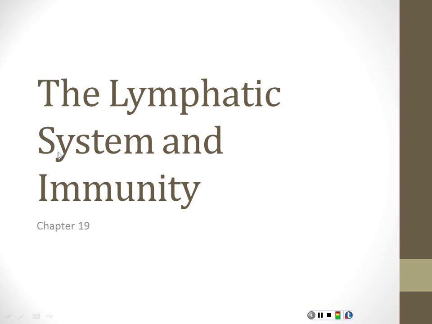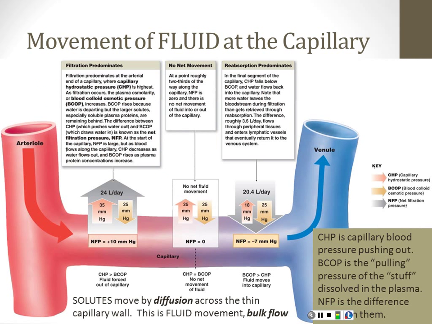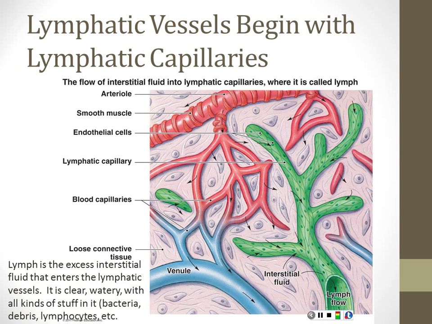Okay, because, see, first slide in this next chapter, same one we were just looking at, right? So where does that extra 3.6 liters go? Okay, so most of it stays in the cardiovascular system. You know, so fluid goes out, fluid gets pulled back in. 20.4 liters comes back in because 24 liters went out. Well, the rest of it goes into these green vessels called the lymphatic capillaries.